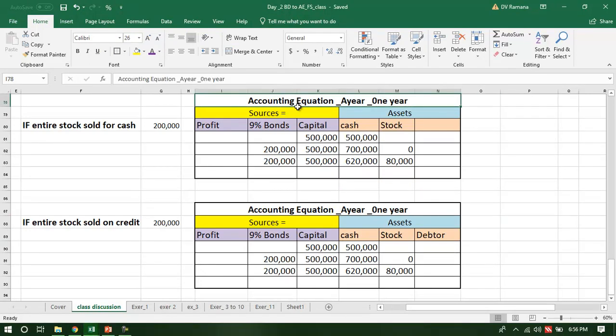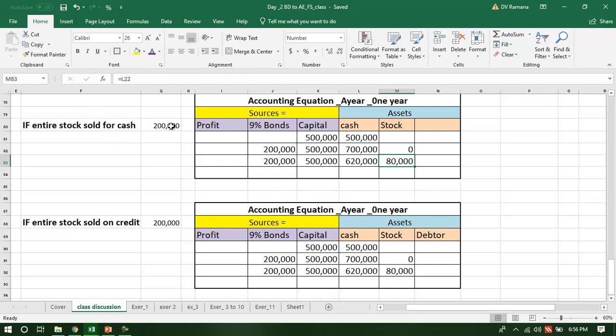We have already an accounting equation which shows capital 500,000, bonds 200,000, cash of 700,000, and with this cash they purchase a stock of 80,000, so cash has come down to 620,000. Now this stock, if the entire stock is sold for cash, what will happen to the equation? If the entire stock is sold on credit for 200,000, what will happen to the equation?